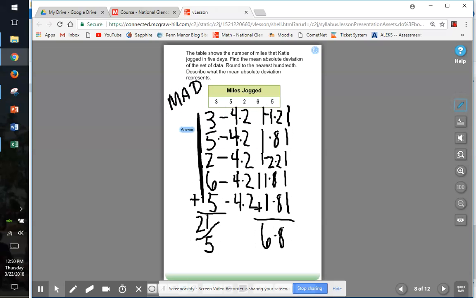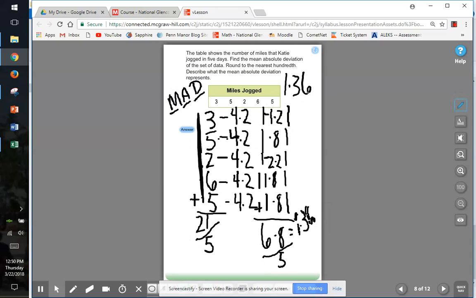To find the mean average deviation, I'm going to then divide by the number of numbers, which was 5, and that equals 1.36. 36 hundredths is the mean average deviation.